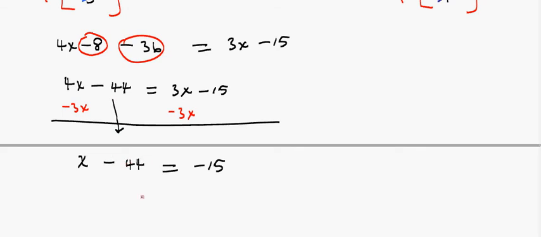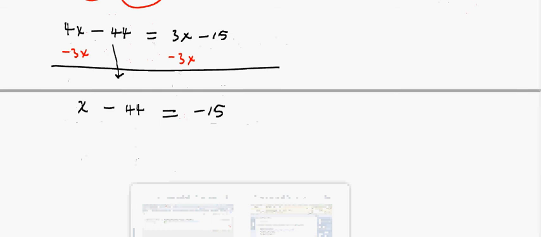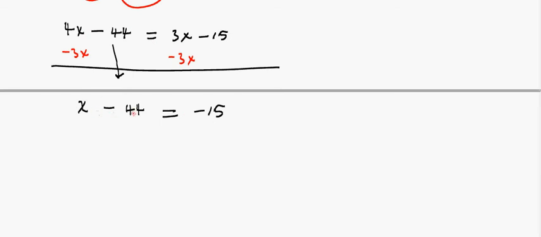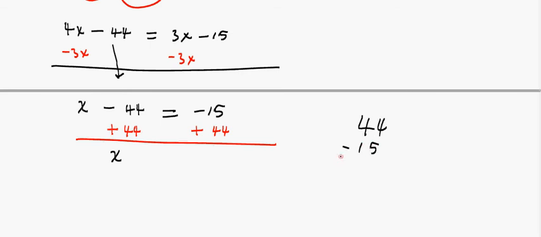All right, and then there's one step to go. x minus 44 is equal to negative 15. So we want to isolate the x because that's a minus 44. Look what we do. We add 44 to both sides. The negative 44 and the positive 44 cancel each other out. And then 44 minus 15, and what are we going to get? 29. So x is equal to a positive 29. So the solution is 29.